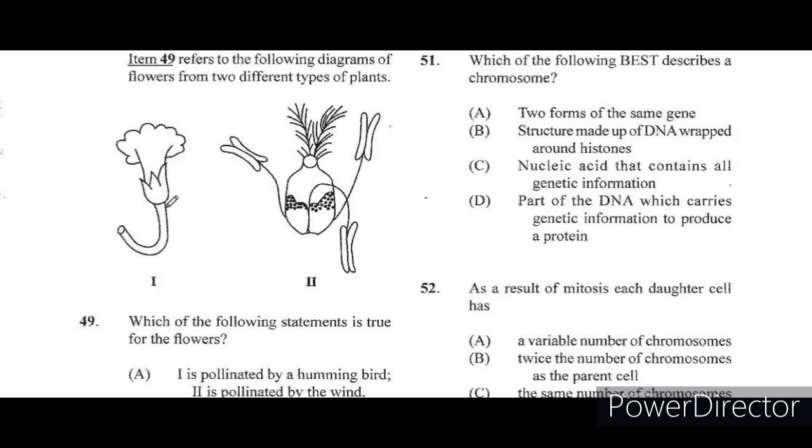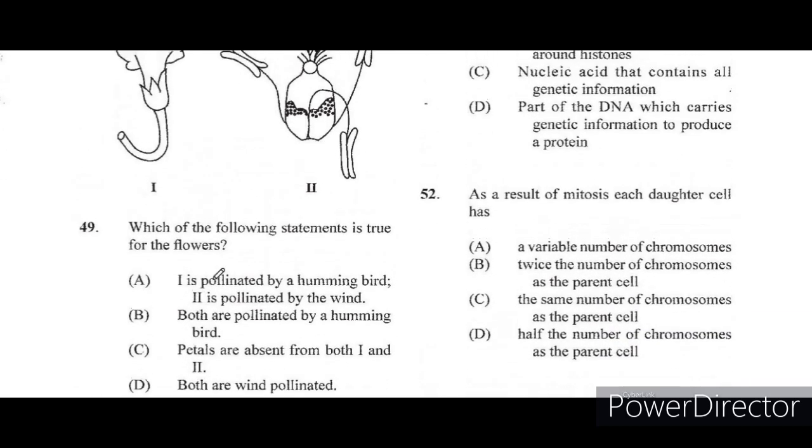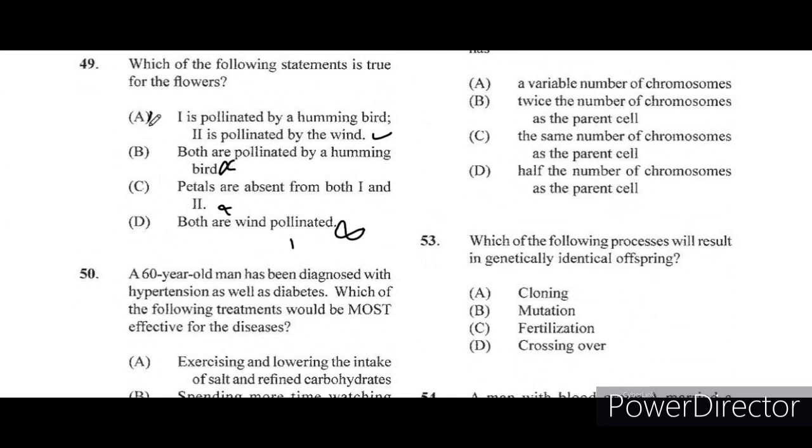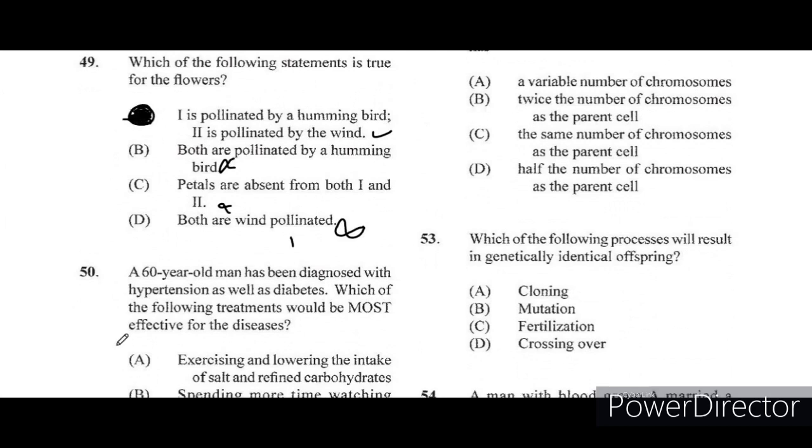Now I'm seeing petals, so you know this is not wind. You can't even see the anther anywhere on this thing, so you know this is not wind pollinated, but this is. So it says, which of the following statements is true for the flowers? One is pollinated by hummingbirds, two is pollinated by the wind. I'm sure about the wind part for number two. So both are pollinated by hummingbirds, so that's wrong. Two is pollinated by the wind. Petals are absent from both one and two. There are petals on one, so that's not true. Both are wind pollinated. I don't think so. So that's not it. So A for number 49.